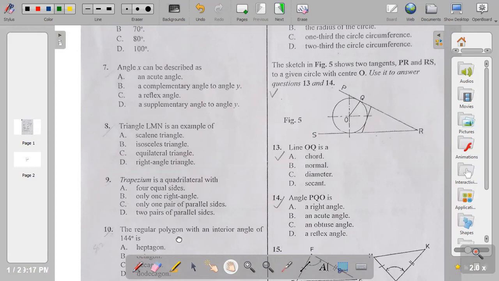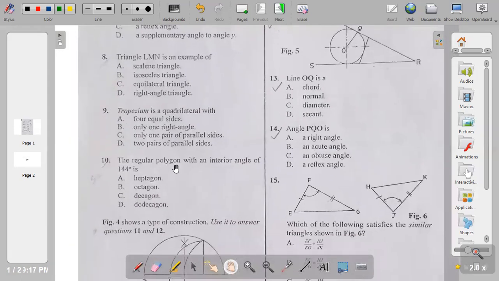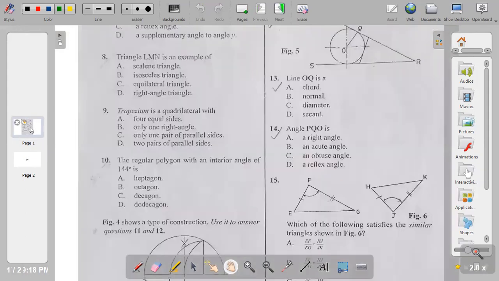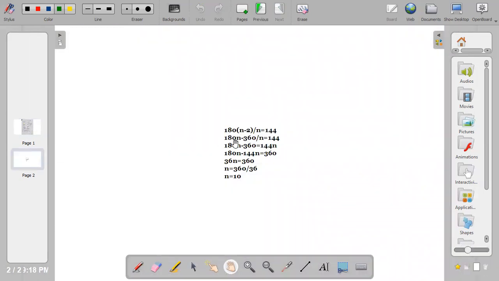Question 10. The regular polygon with an interior angle of 144 degrees is A, heptagon, B, octagon, C, decagon, D, dodecagon. Let's solve this. For finding the interior angle of a regular polygon, the formula is 180 times n minus 2, divided by n, where n is the number of sides. We've been given the angle, 144 degrees, to determine the number of sides.